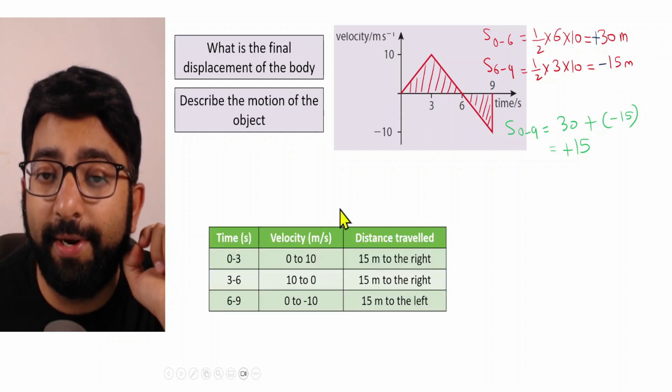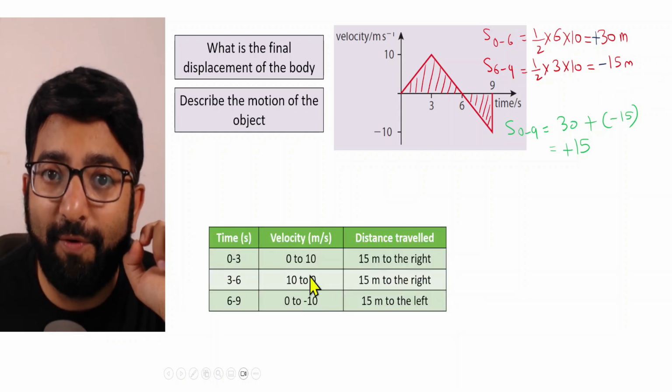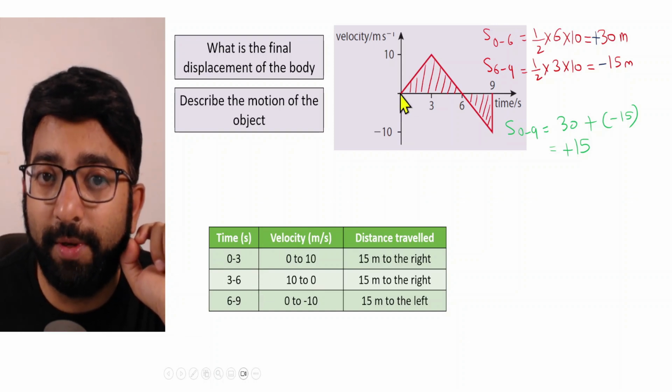So overall, if you tabulate all this information, we can deduce the following. So look at this table. From 0 to 3 seconds, observe the velocity from the graph.